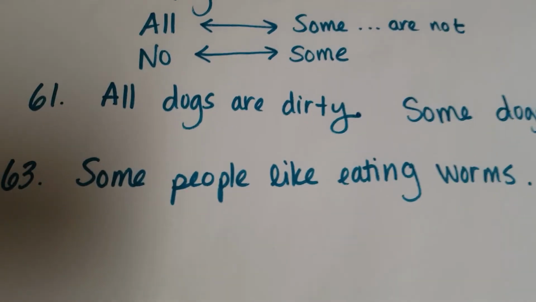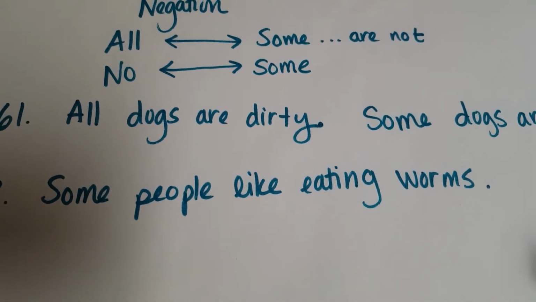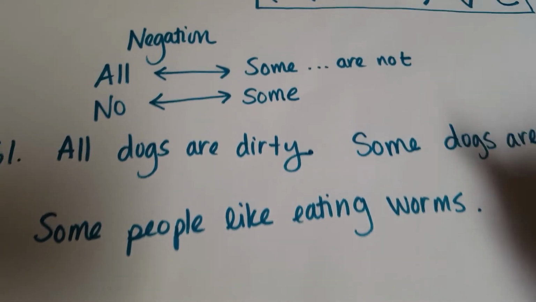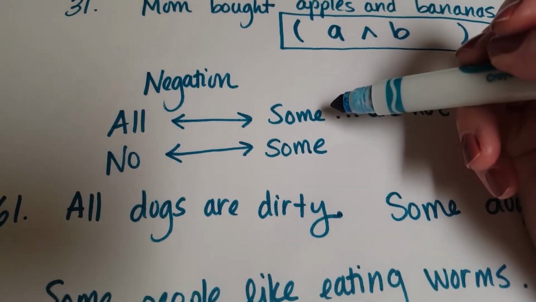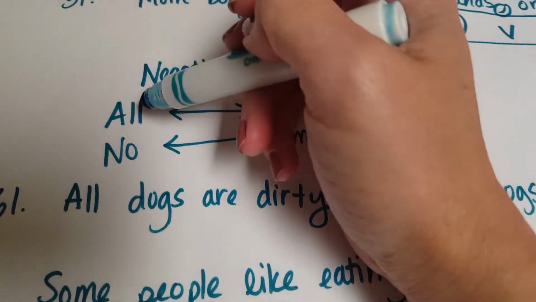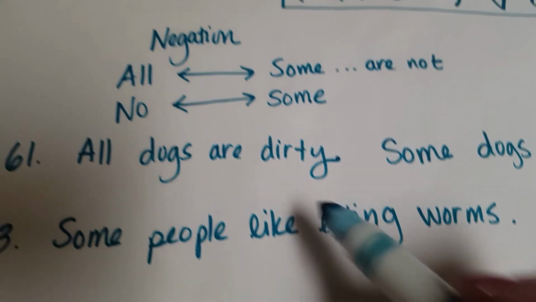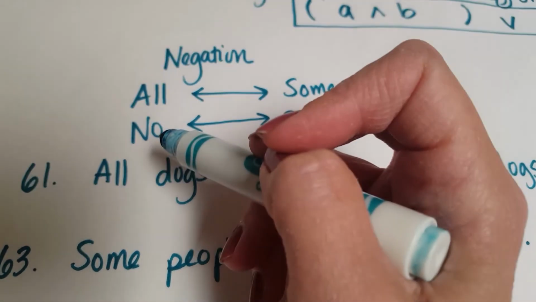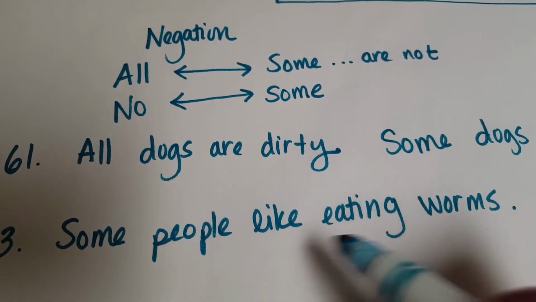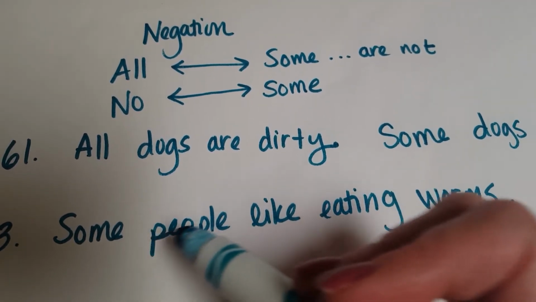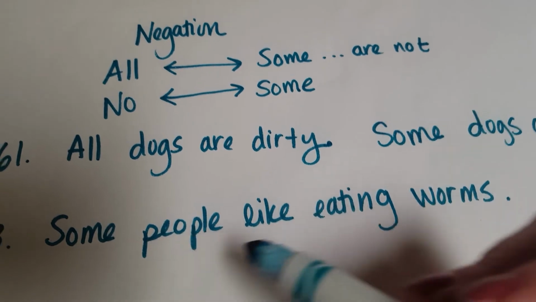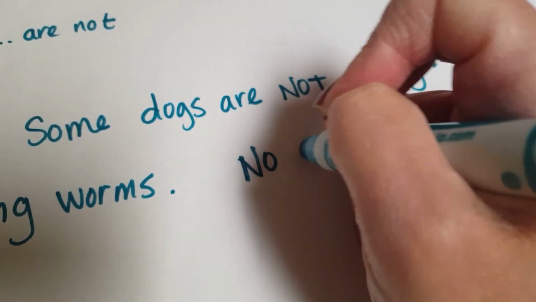Okay, the negation of some people like eating worms, yuck. Up here, some are not is paired with all. If it's just some without the not, its negation is no. So some people like eating worms would be no people or no one likes eating worms. So that's the negation. No one likes eating worms.